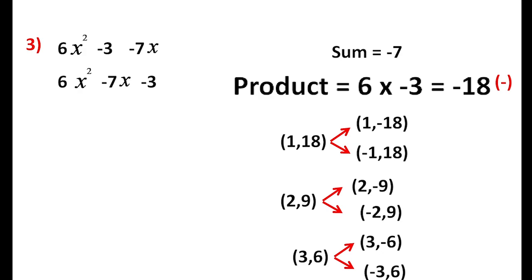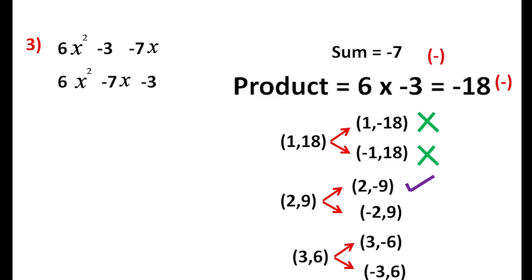Here we have to select one pair such that the sum is negative 7. Take the first pair, 1 and negative 18. After adding 1 plus minus 18 we will not get minus 7, so that option is wrong. For the second pair, minus 1 and 18, after adding we will not get minus 7 either. Third pair, 2 and minus 9: after adding we will get minus 7. That is the correct option.